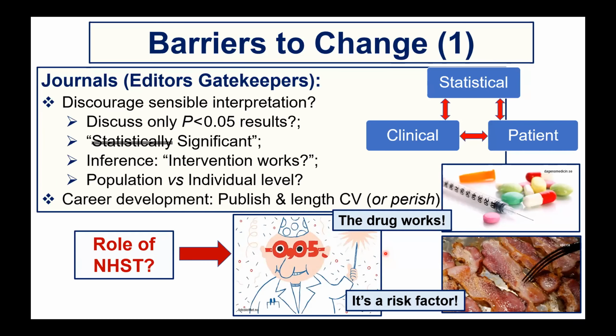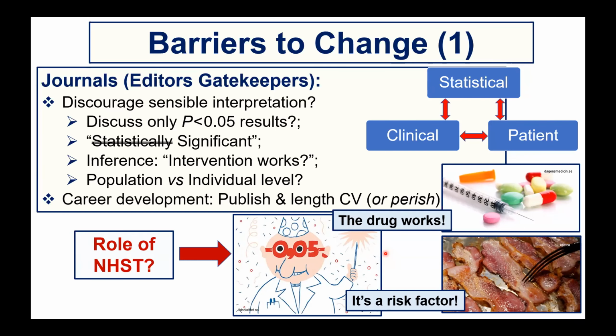Now, what I want to move on to is trying to think, why is it in the research community we can't get change? And in particular, obviously, students are going to be part of that community in the future, and there are barriers to change. And journals, I think, your editors are your gatekeepers here. And I really do think that they discourage sensible interpretation. Sometimes they only let you discuss statistically significant results, and I just tear my hair out at that.